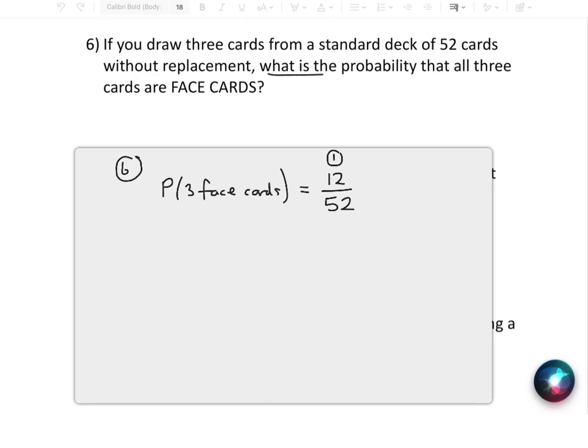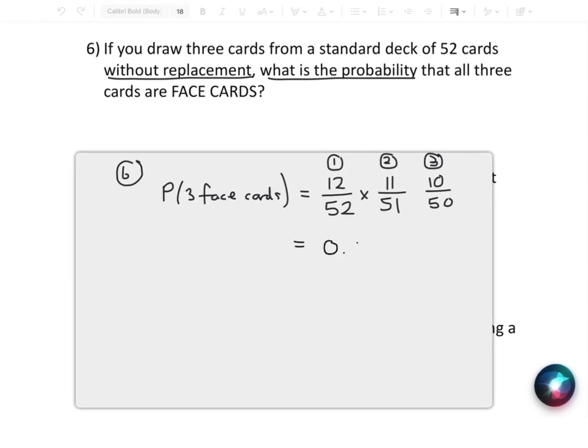Now, the fact that it says no replacement there means that we take that card and put it in our pocket, for instance, and now we know for the second choice there's only 11 face cards left and 51 cards altogether. And then for the third choice of card, we know there's 10 face cards left and 50 cards altogether. And that equals 0.0099, which I think is about 1% actually, because we round up every time.